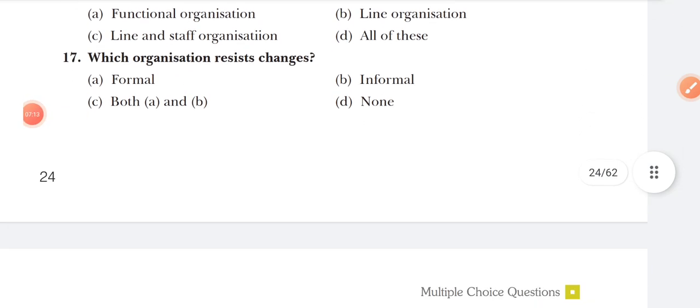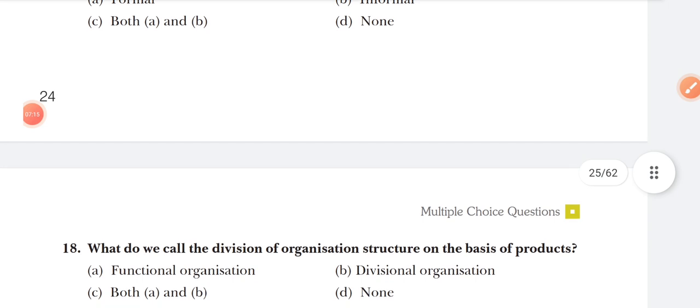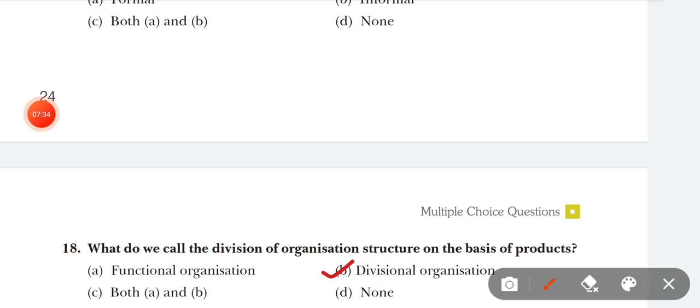Now question 18. What do we call the division of organization structure on the basis of products? A. Functional organization. B. Divisional organization. C. Both A and B. Or D. None. And the correct option of this question is option B. Divisional organization.